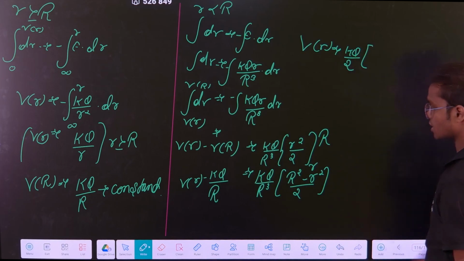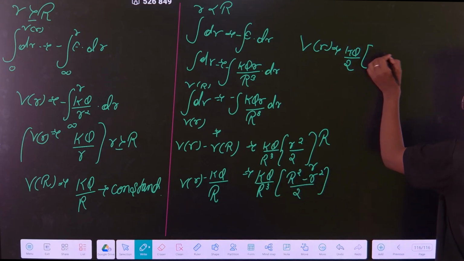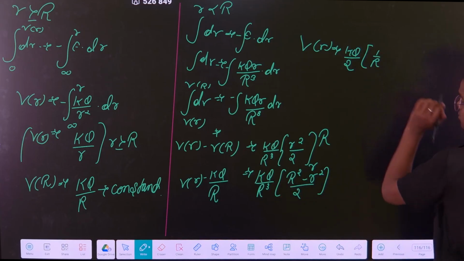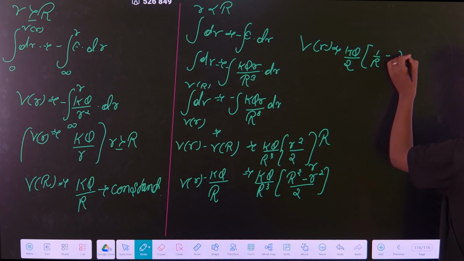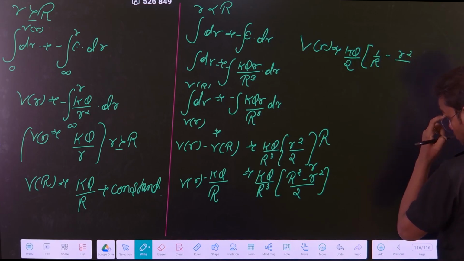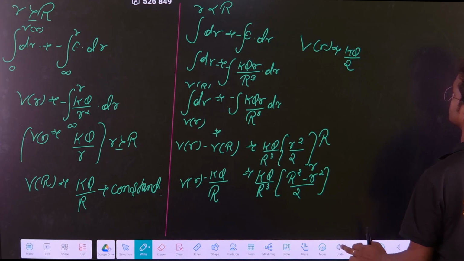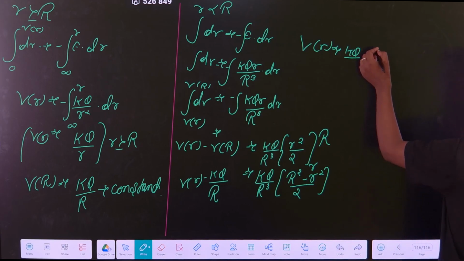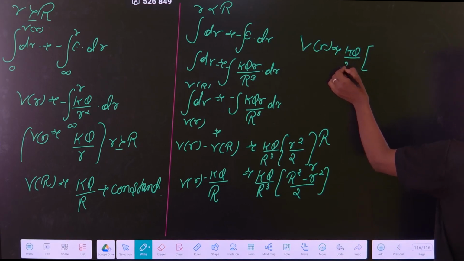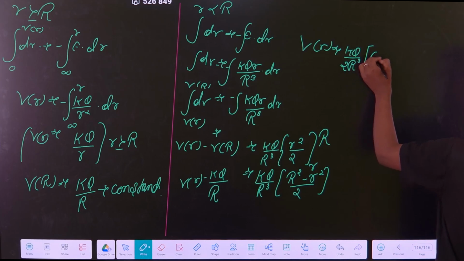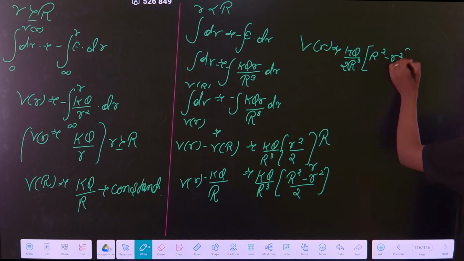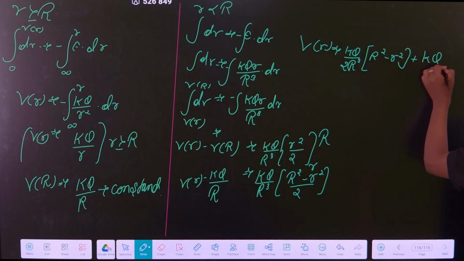Okay. So let's take R cube inside. So it will become how much? 1 by R, correct? Minus R square by, or we can do one thing in a better way. Let it be 2R cube into R square minus small r cube into K cube by R.